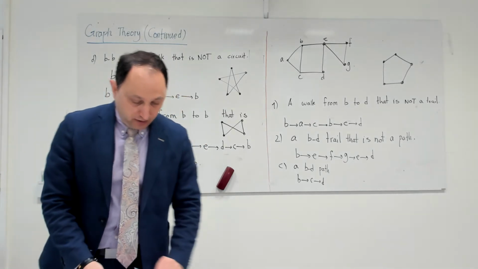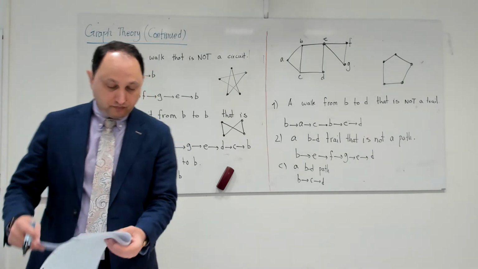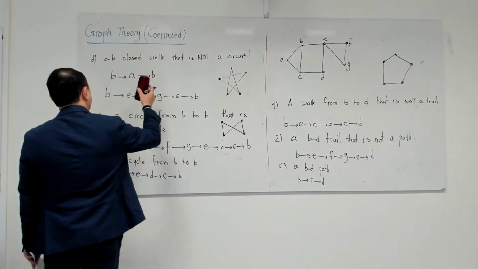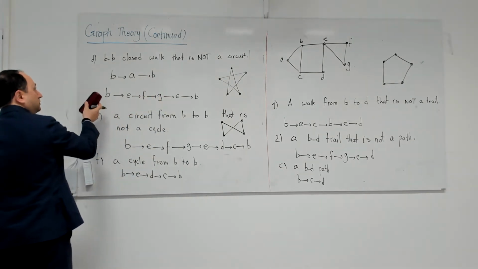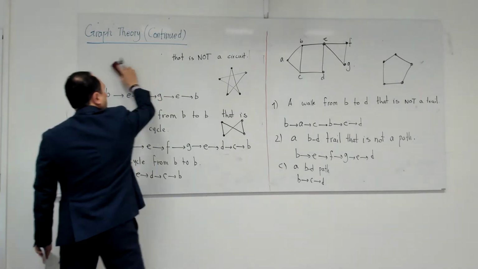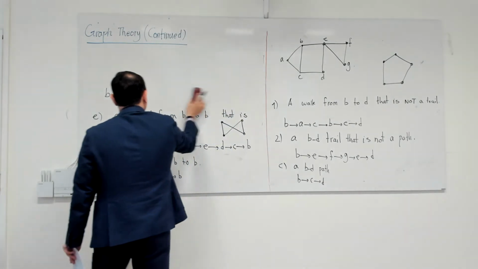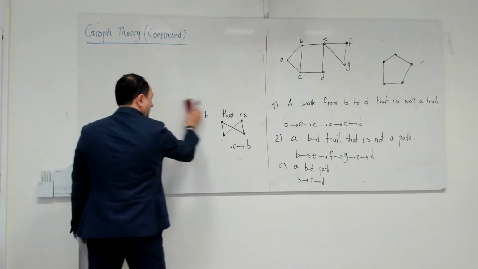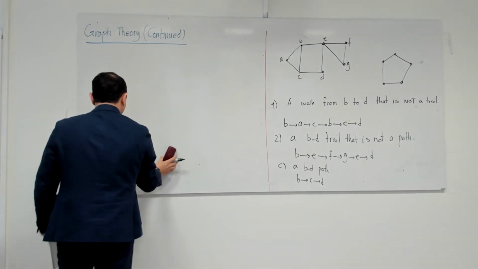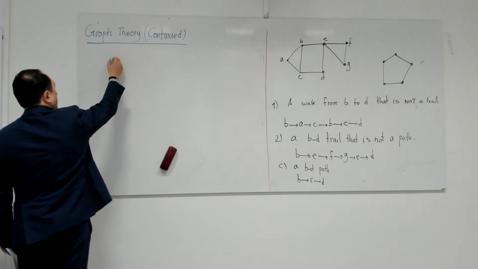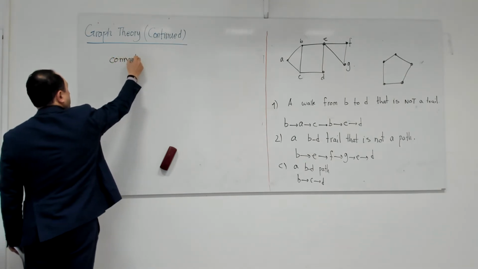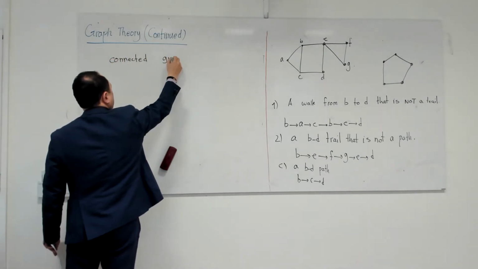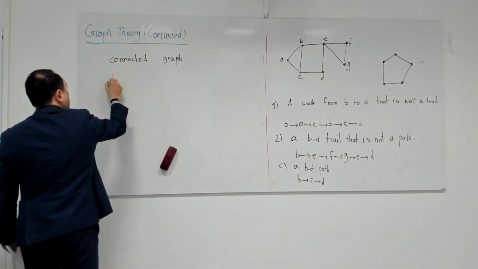Okay, now there are some other terminologies. There are many things in graph theory. There are words. They are not very big things. You need to just know the words. Okay, so let us go to the next step. And that is the notion of a connected and disconnected graph. Connected graph, disconnected graph.